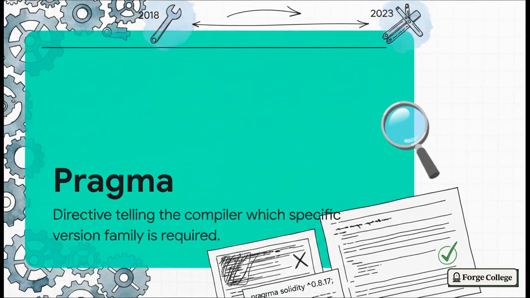Next up, the pragma. This is crucial because it ensures we're using the exact right set of tools for our workshop. You see, Solidity evolves incredibly fast. If you write a blueprint meant for a 2023 set of tools, but hand it over to a 2018 machine, things are definitely going to break. So, by stating pragma solidity ^0.8.17, you're explicitly telling the Hardhat tools, hey, only use version 0.8.17 or higher to read this document. Make sense?